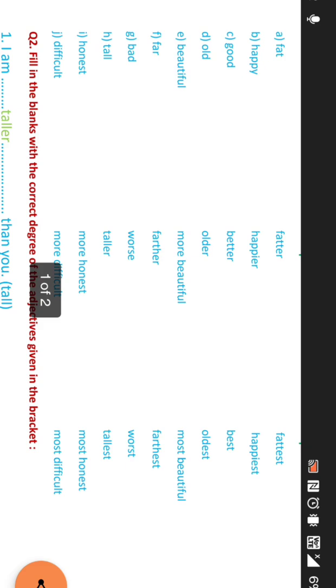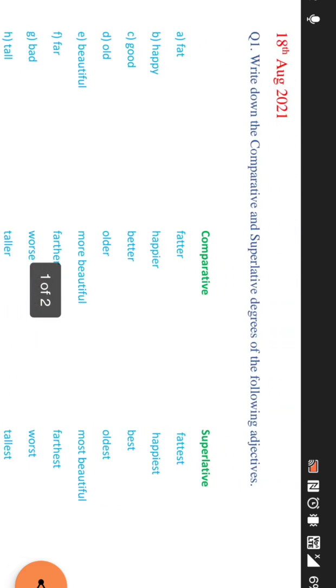So these were some exercises which you have to write down in your English notebook in very neat and clean handwriting. That's it for today.